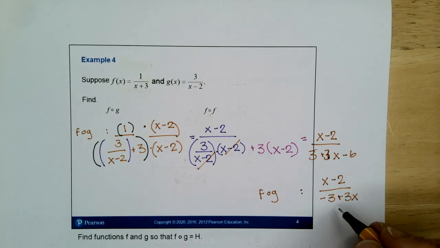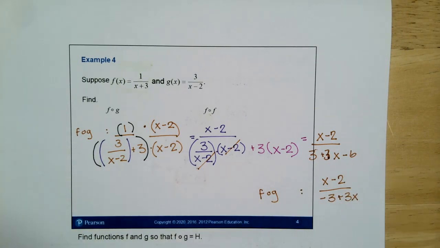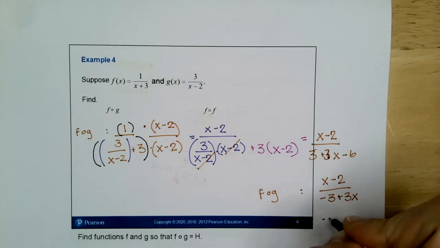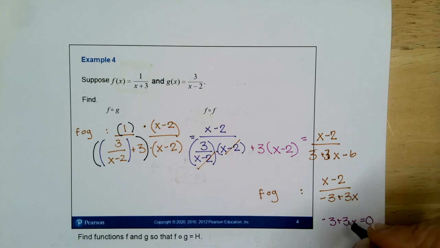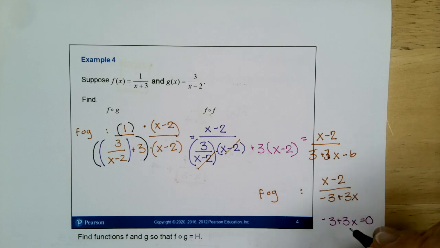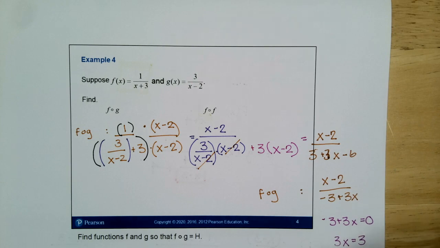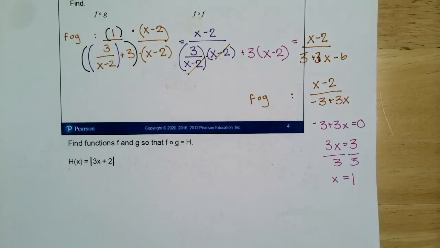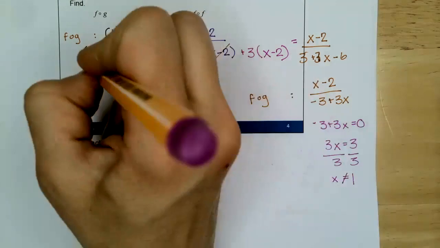What do we have to eliminate from our domain? Take your denominator, negative 3 plus 3x, set it equal to 0, and then solve for x. So, I don't know why I wrote it like that. It should be 3x minus 3. Anyway, solve for x. So add 3, it'll be 3x equals 3, divide by 3, and we'll get x is 1. So x cannot be 1.